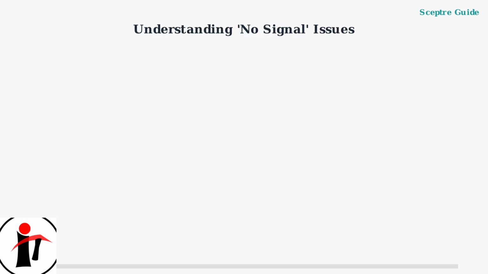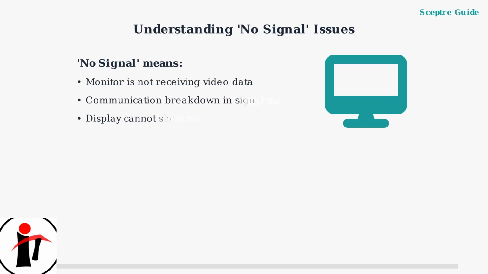When your Sceptre monitor displays a no signal message, it means the monitor isn't receiving a video signal from your computer or connected device. This is a common issue that has become more prevalent with remote work and gaming setups, particularly affecting Sceptre models released between 2020 and 2024.